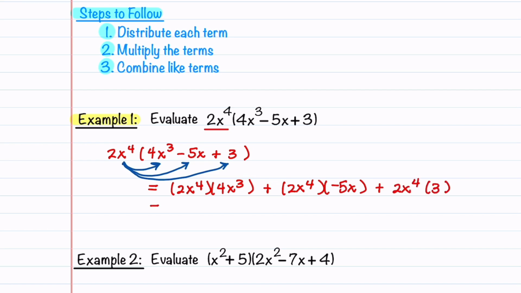We'll now multiply the terms. Multiplying this first expression, we get 8x. We're going to add the numbers and the exponents. So 4 plus 3 is 7. And then we're going to have a minus 10x. The x is a 1, so we have 4 plus 1 is 5. And then lastly, we get a 6x to the 4th. And that's our final answer.